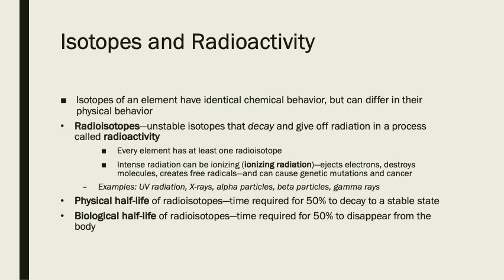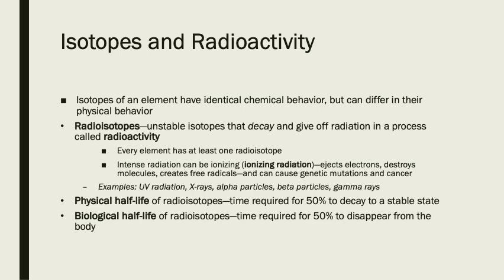We can use intense radiation to do things like destroy molecules. We can use this for cancer treatment, or a body can have this happening naturally, which can create free radicals, which cause cancer or mutations. So we can make it happen scientifically, or we can have it happen naturally. The physical half-life of a radioisotope is the time that it takes for 50% of that isotope to decay. That's a half-life. The time it takes for half of the life to go away. And then the biological half-life is the time required for 50% of it to leave the body.